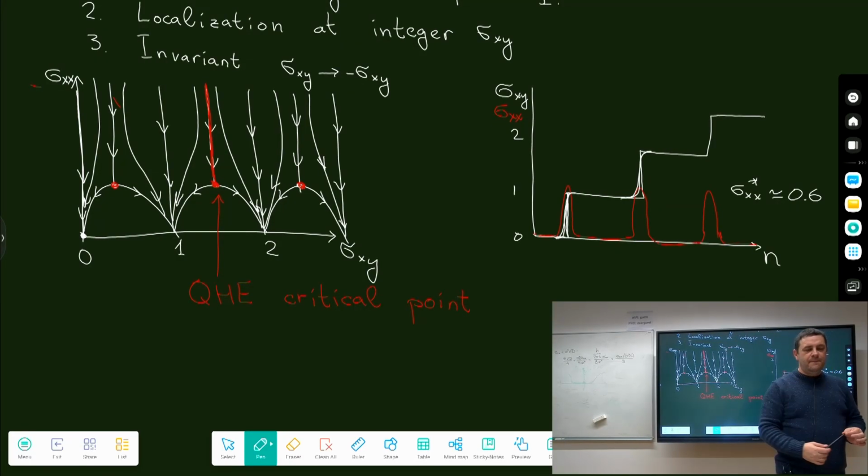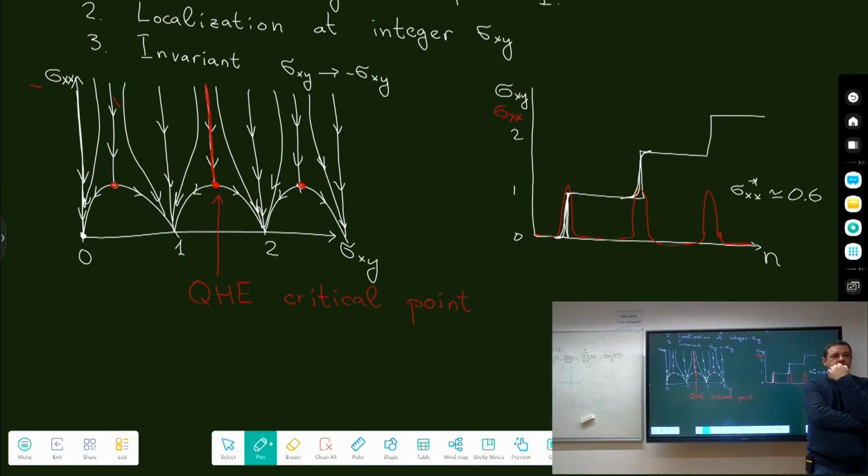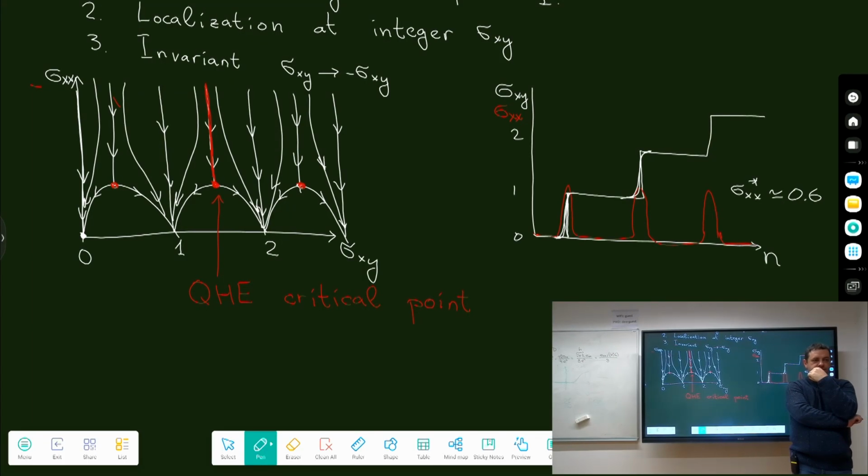But it should still work because we just derived this renormalization group with just two coefficients, sigma xx and sigma xy, and it works. For any n. There is no... it doesn't care about the magnetic field. I mean, it's periodic, whatever. So even for very large n.